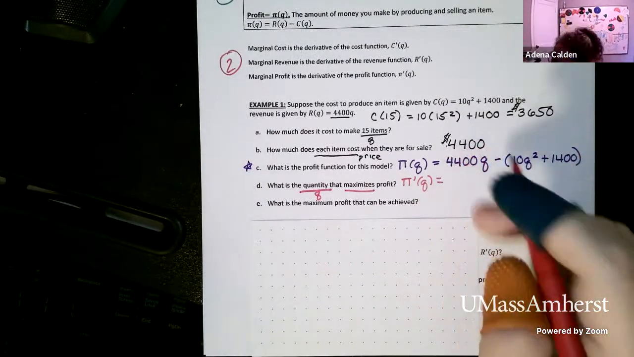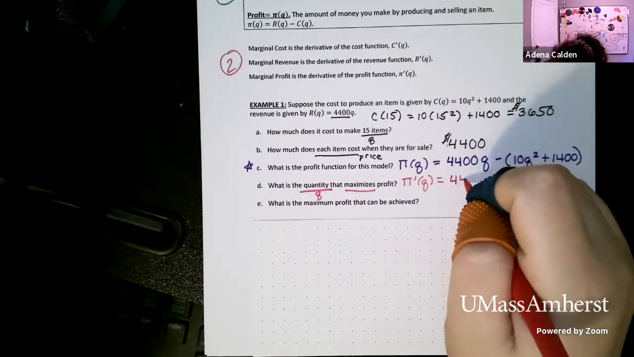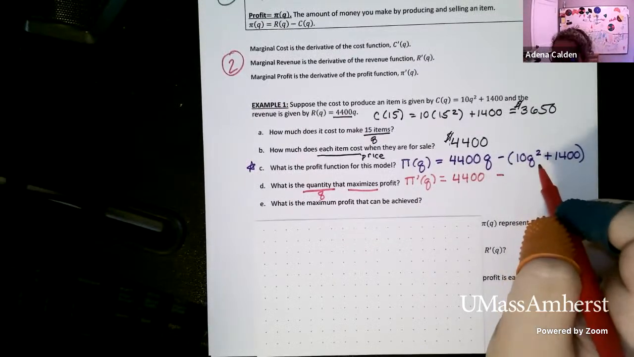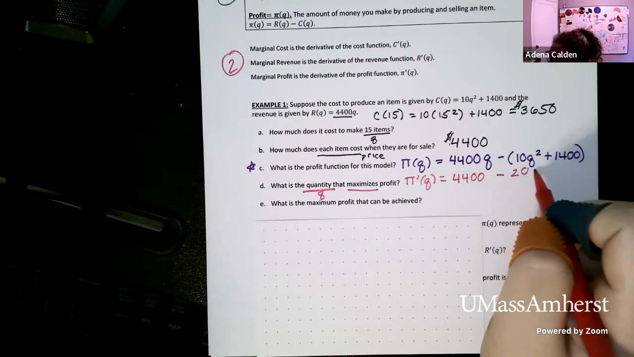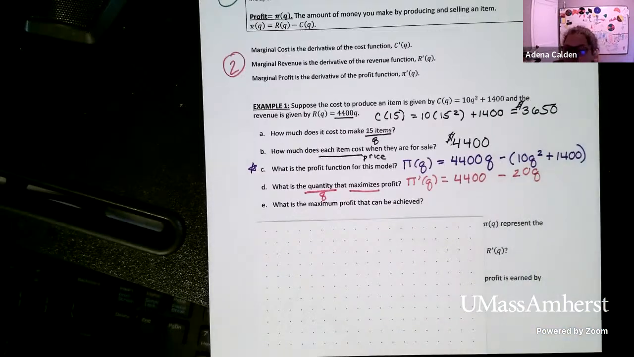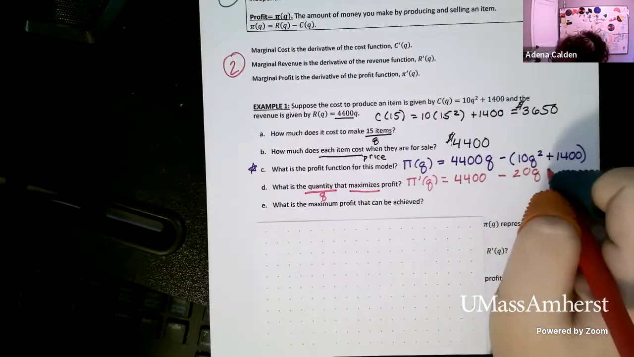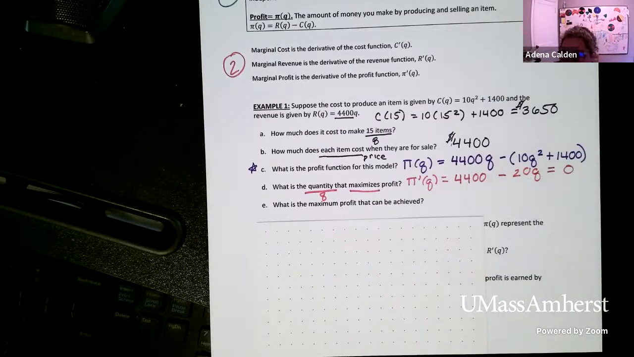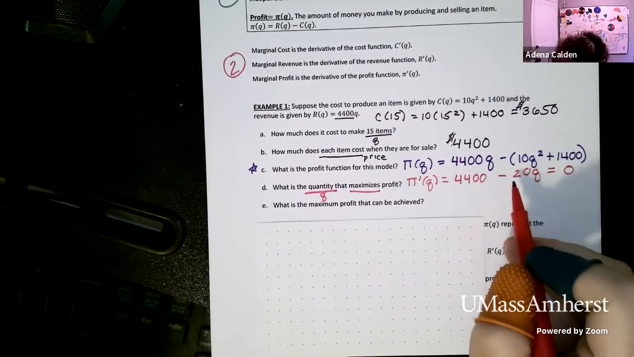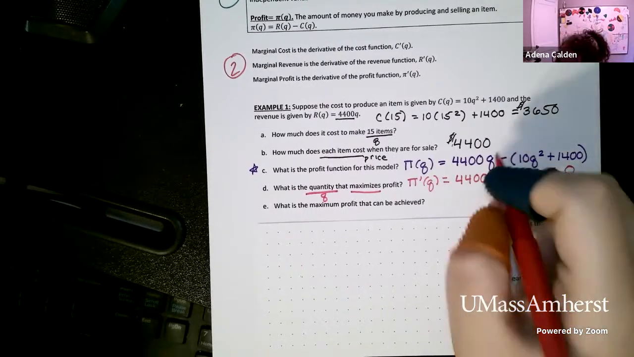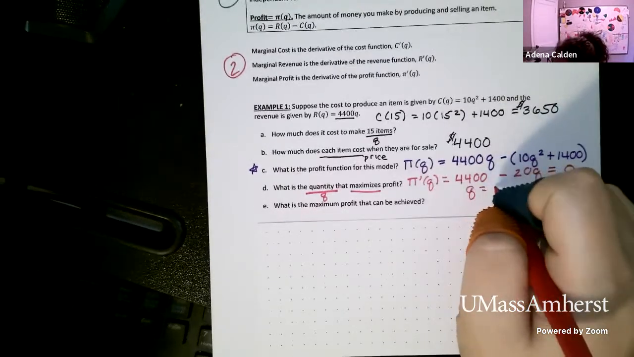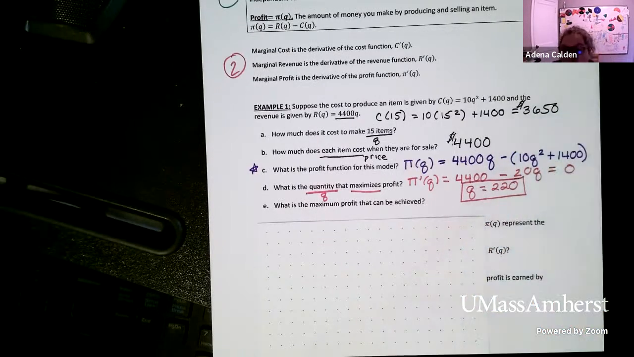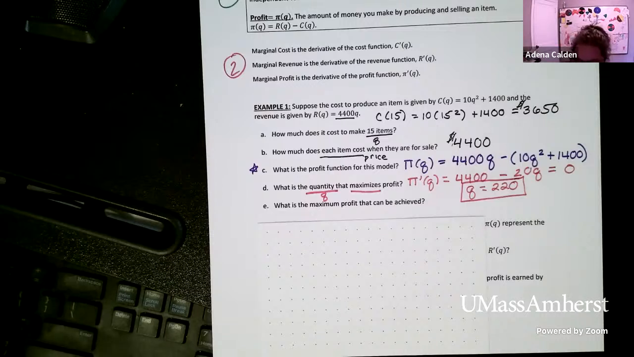The derivative of 4,400Q is 4,400 minus, now the derivative of 10Q squared, 20Q. The derivative of 1,400 is 0. So now we want to know, when does that equal 0? Right? That's how we find our critical points. So if we bring 20Q over and divide, we get Q equals 220. So we have one critical point, okay?